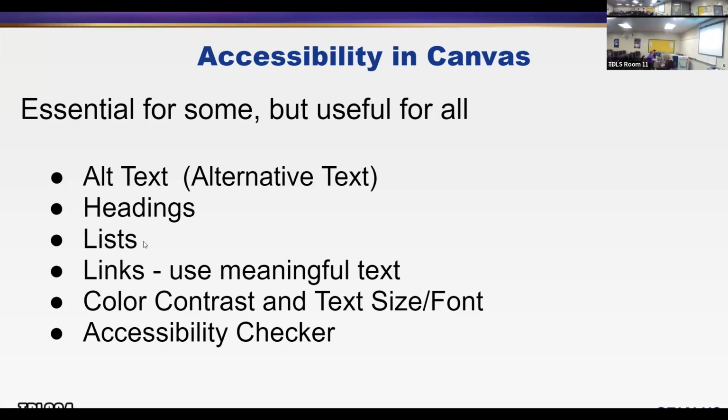Lists need to be formatted as lists, so you need to make sure that you're actually clicking on an icon that turns them into lists in Canvas, and not just writing numbers next to them or putting bullets or check marks next to them. Links need to use meaningful text, not just a series of characters. And then we need to make sure we're always thinking about things like color contrast, text size, text font, and I'll show you the Canvas accessibility checker.